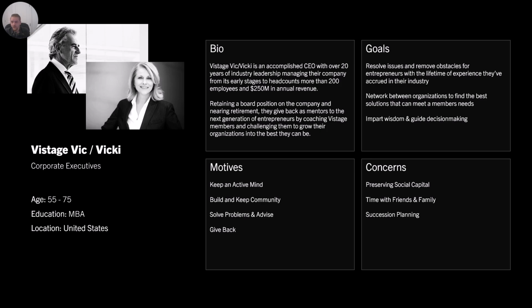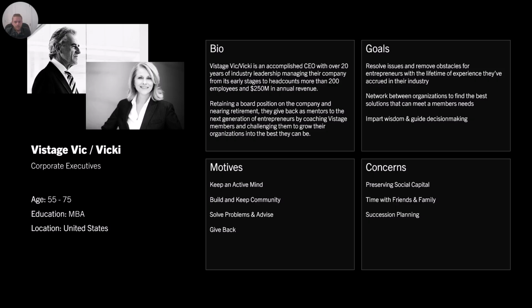Their goals: they want to resolve issues and remove the obstacles for those next hot generations of entrepreneurs, so that their lifetime of experience actually stands to benefit somebody and there's an increase in momentum. And they value being that key person, that nexus in somebody's network. They love networking with organizations and having a deep Rolodex to say, somebody raises their hand, I have this issue, does anyone know a person? They can reach in and say, I know a guy. Call that person, they'll take care of you.